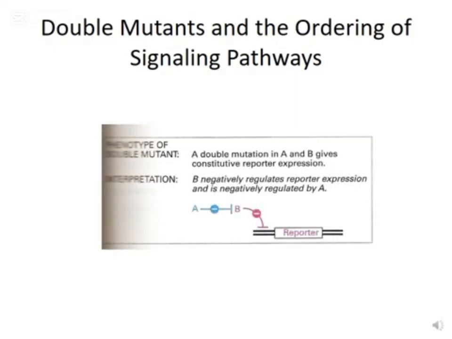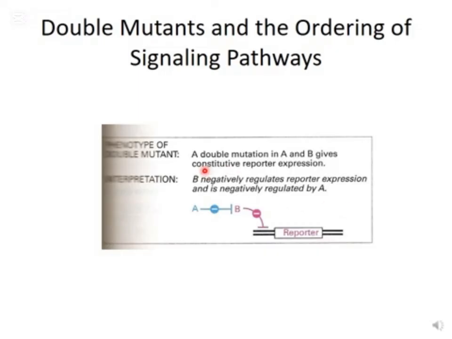Another example, similar to the one before, is that if a double mutation in A and B causes this reporter to be continuously expressed, because B is supposed to deregulate the expression of this reporter, so it's going to stop it, and A regulates the expression of B. So if we have a double mutation, this is going to cause this reporter to keep expressing itself.